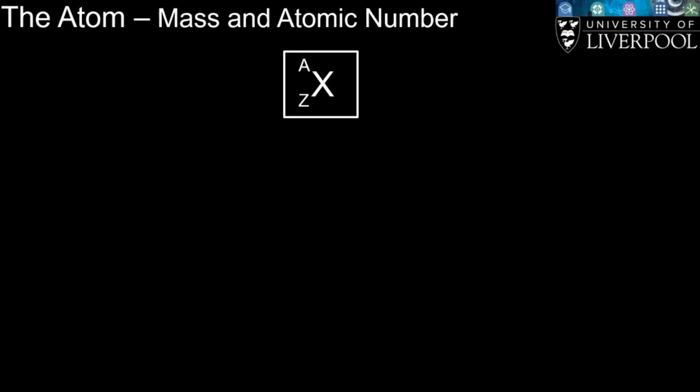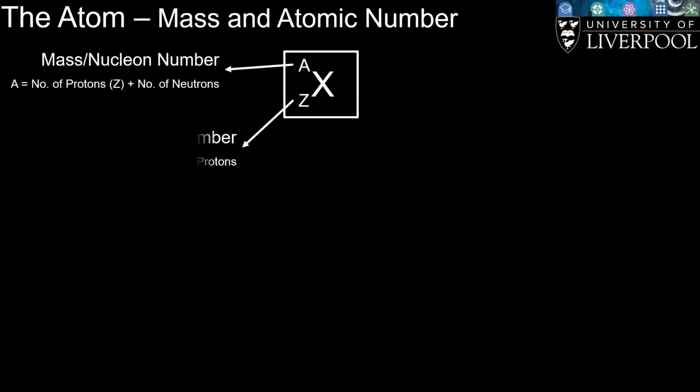Let's look at mass and atomic numbers A and Z. You can find the information about each atom of each element from the periodic table. The numbers in the top and bottom right of the element tell us how many particles are within the atom. The mass or nucleon number A is the total number of nucleons, which is the number of protons plus the number of neutrons. The atomic number Z is simply the number of protons.